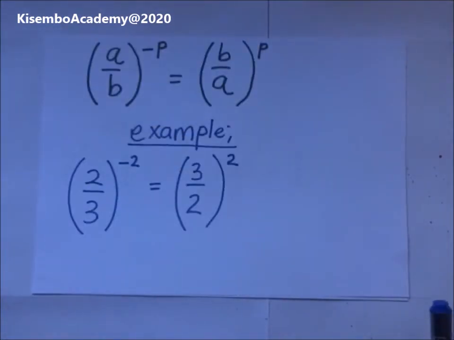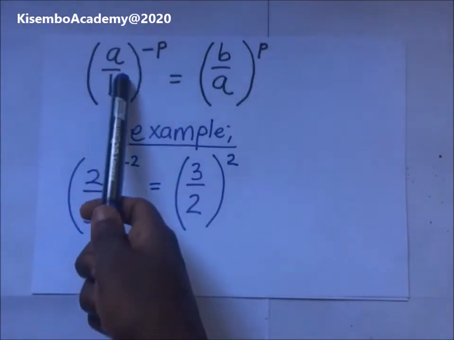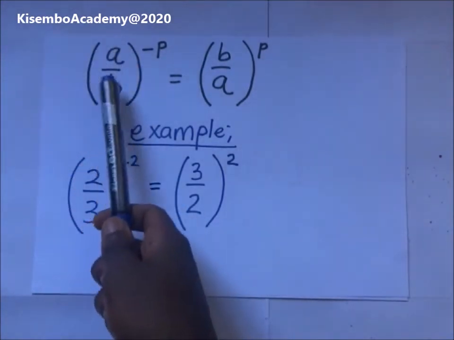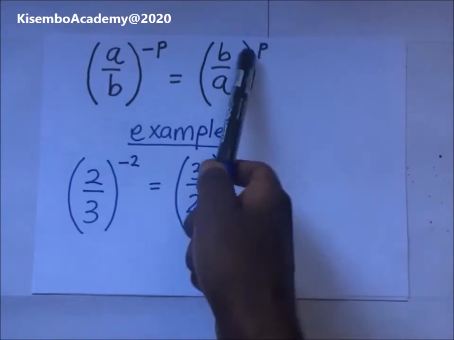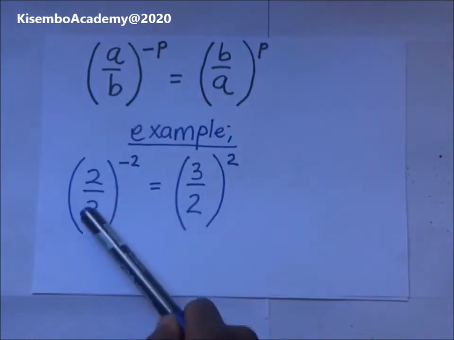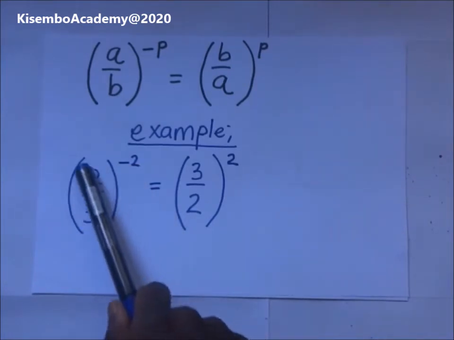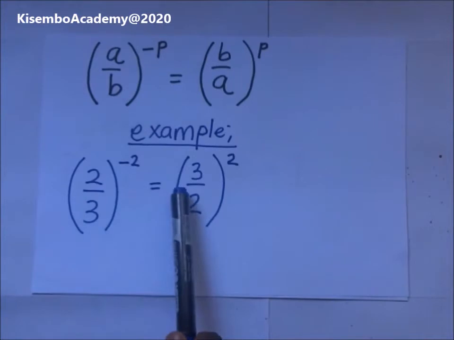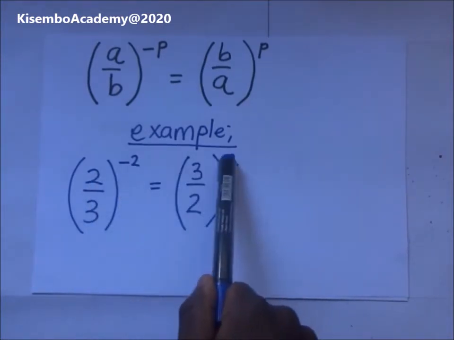Then we have a over b to the power negative p. Again, if you want to remove that negative sign, you simply find the reciprocal of this. And so of course the reciprocal of a over b is b over a to the power p without the negative. And in our example, it is well illustrated that 2 over 3 to the power negative 2, to remove that negative sign, you get the reciprocal of this. So it's going to be 3 over 2 to the power 2 without the negative.